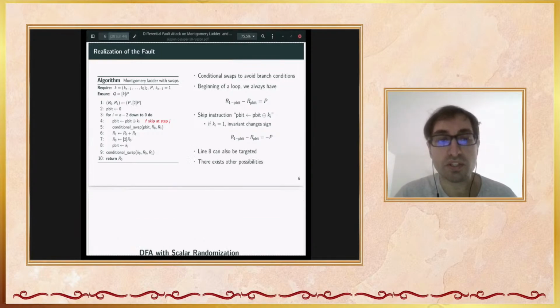There are some other possibilities, for example, targeting line 8, which stores the current bit of the scalar to be used for the next step of the algorithm. It will produce the same effect, but starting from the next iteration. And there are also other possibilities using other fault models. Some can target the conditional swap directly, but it depends on the method that is used for this conditional swap. There is one example given in the paper where a random fault in the register pbit can produce exactly the desired effect.